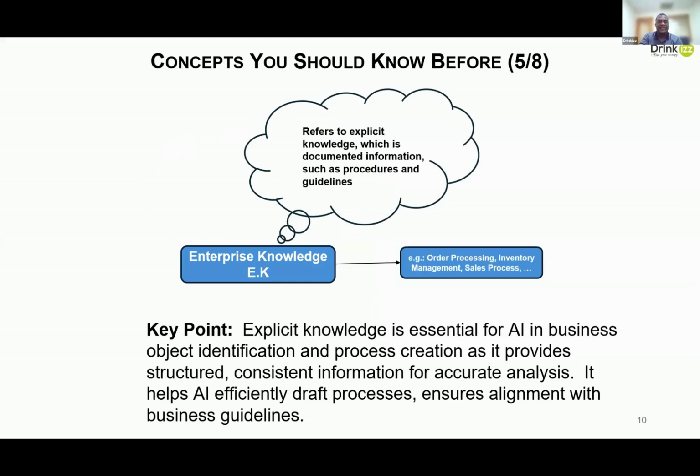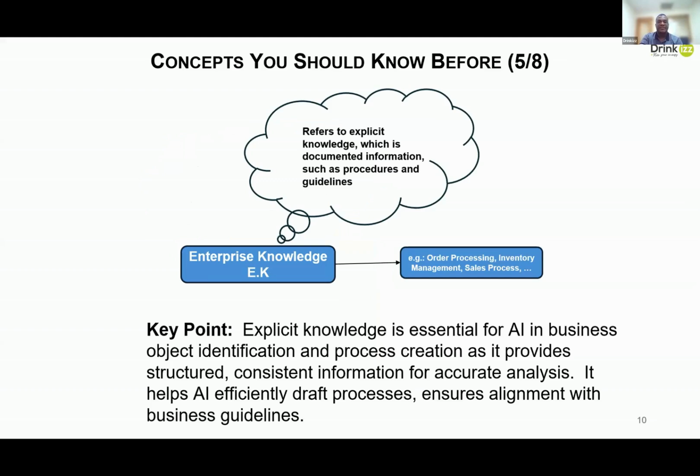So let's see what enterprise knowledge means. The enterprise knowledge refers to the explicit knowledge which is documented, such as procedures and guidelines. As examples, we can have enterprise knowledge, which we call EK, such as the order process and the sales process.